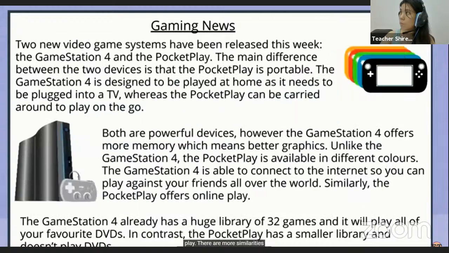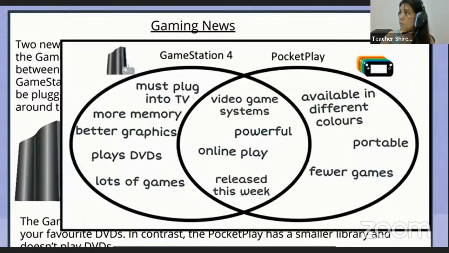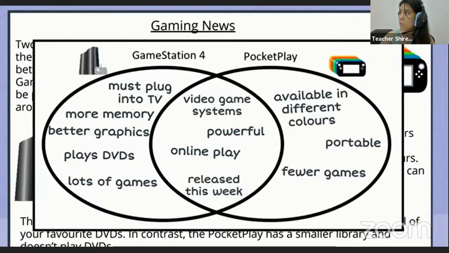There are more similarities and differences. Not all of them have signal words identifying them. Pause here while you look for more. Here are the similarities and differences I found. Which system do you think you'd prefer? Why? Justify your answer by comparing the two.